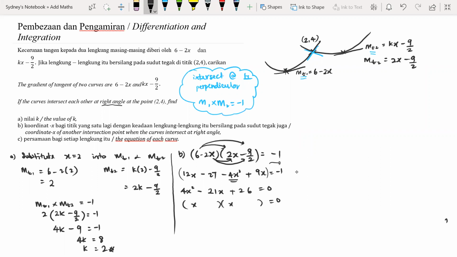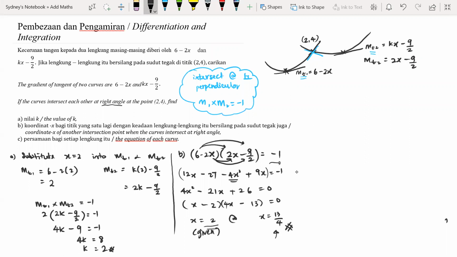Next, we have to factorize it. For 26, we have 13 times 2, and then the 4 must be here. Or you can use the calculator to get the answer. You will get x equals 2 or x equals 13 over 4. Now in the question, x equals 2 is already given. So the x coordinate of the other intersection point will be x equals 13 over 4. So we have found our answer for B. This is the one given, and this is the one that we want.